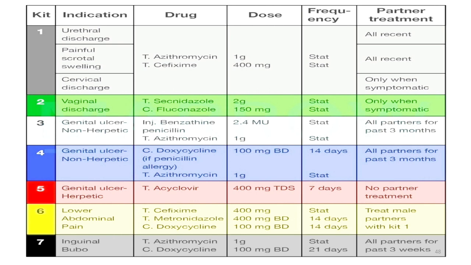Kit 5 is red in color. It is indicated in genital ulcer that is herpetic. Composition is tablet acyclovir. Kit 6 is yellow in color. It is indicated in lower abdominal pain. Compositions are tablet cefixime, metronidazole and doxycycline. Kit 7 is black in color. It is indicated in inguinal bubo. Compositions are tablet azithromycin and capsule doxycycline.